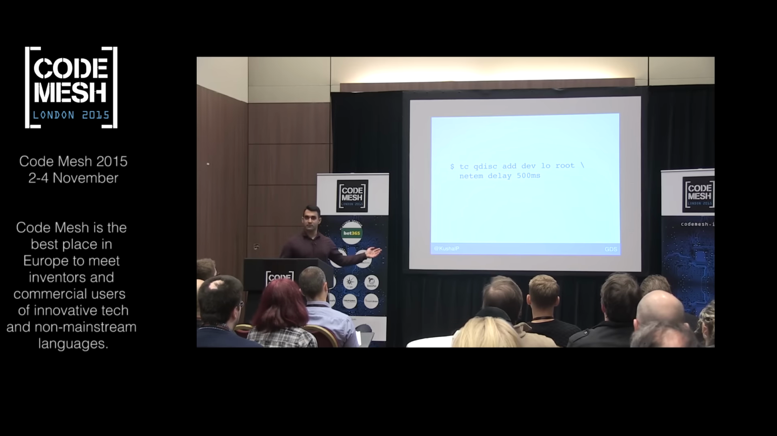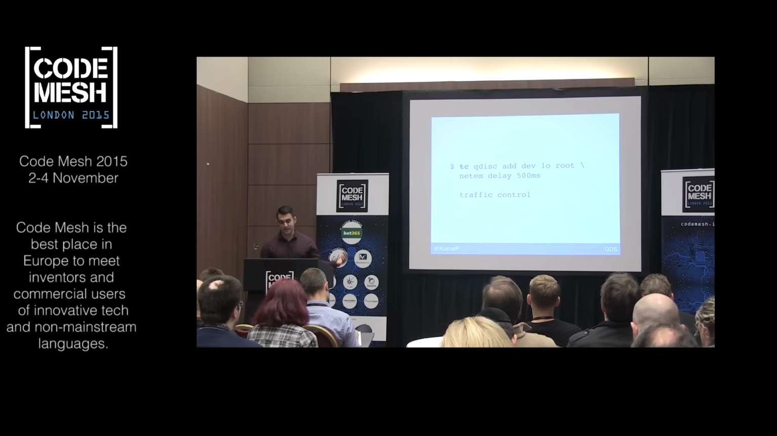So this is the command. Everyone understands what that does? Yeah? So this is a tool called traffic control. The shorthand is TC, and I'm now just going to describe what that command does. So you invoke it using TC. The next keyword along is qdisc, which is short for queuing discipline.